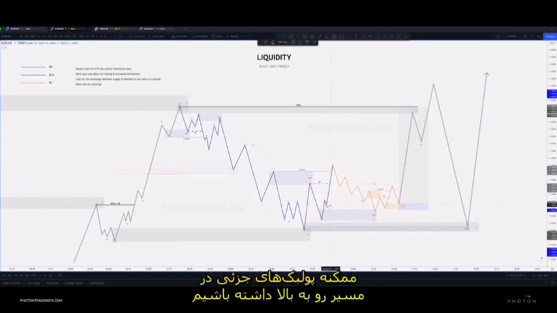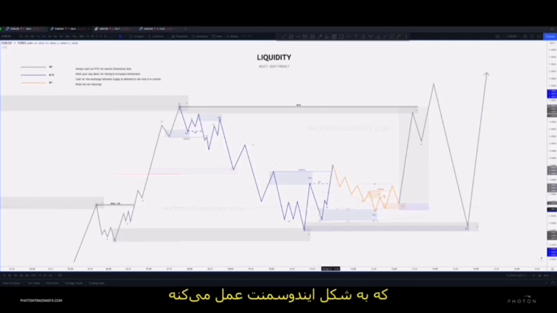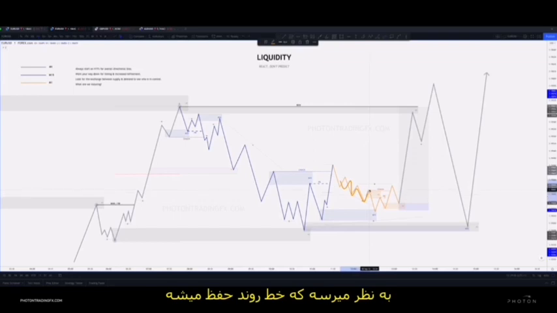Potentially there may be a very minor pullback on the way up, which again just acts as inducement for the same thing happening. And then we pull back. Potentially we have this trend line holding.